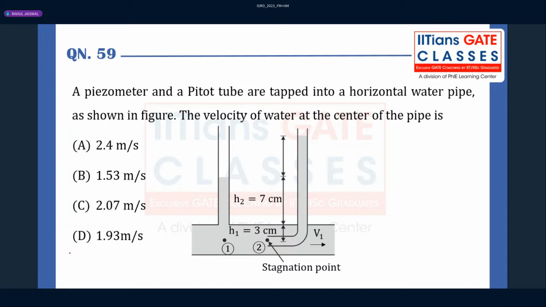Read the problem first of all. Note the diagram they have given, and then we will proceed. The piezometer and the pitot tube are tapped in a horizontal water pipe as shown in the figure. The velocity of the water at the center of the pipe, they are asking what is V1.